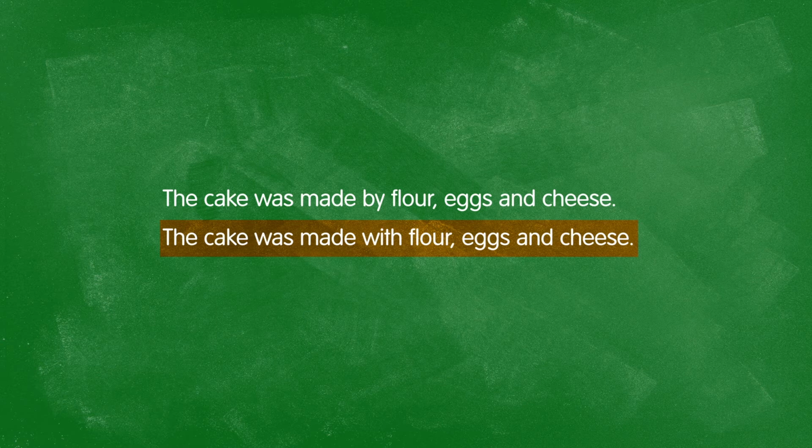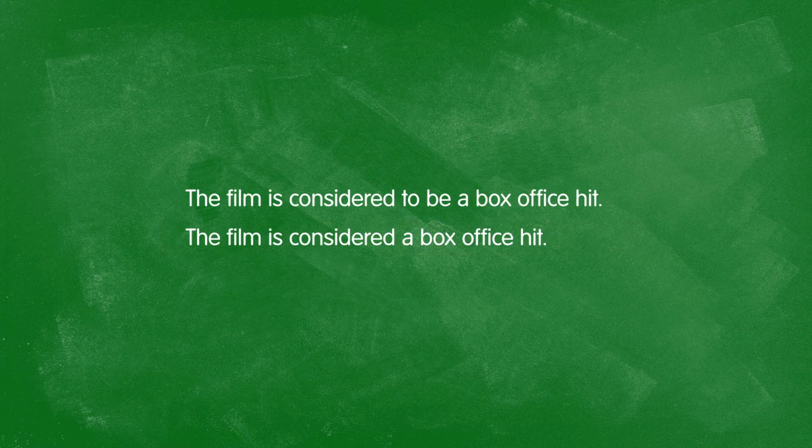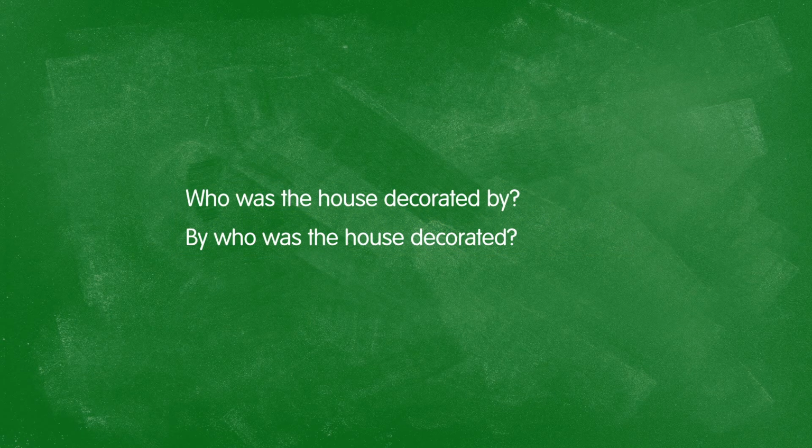Please remember this. So in the next example, the film is considered to be a box office hit, or the film is considered a box office hit. Gotcha. In this one, both of these sentences are correct. With or without to, you can use both. In the next example, who was the house decorated by? And by who was the house decorated?